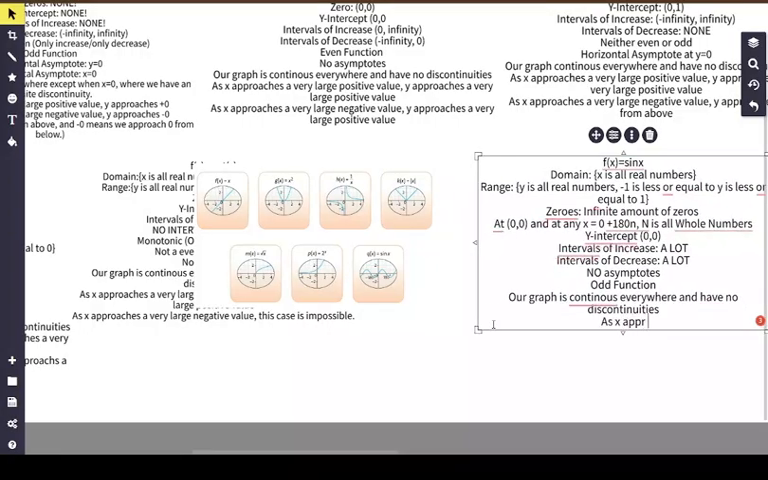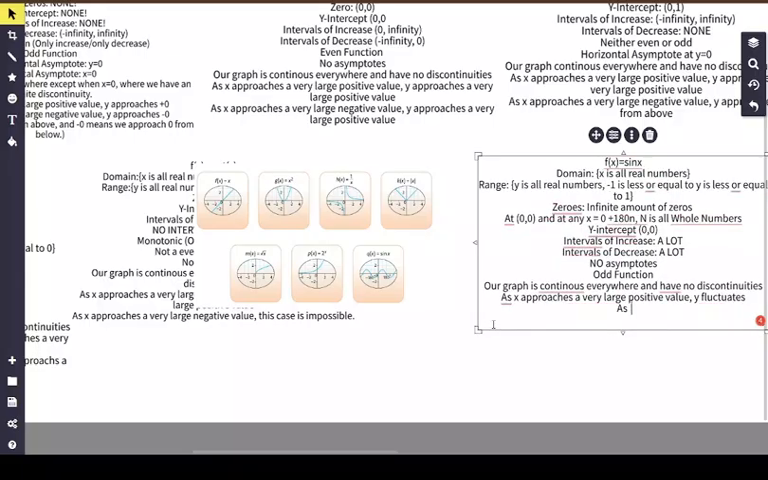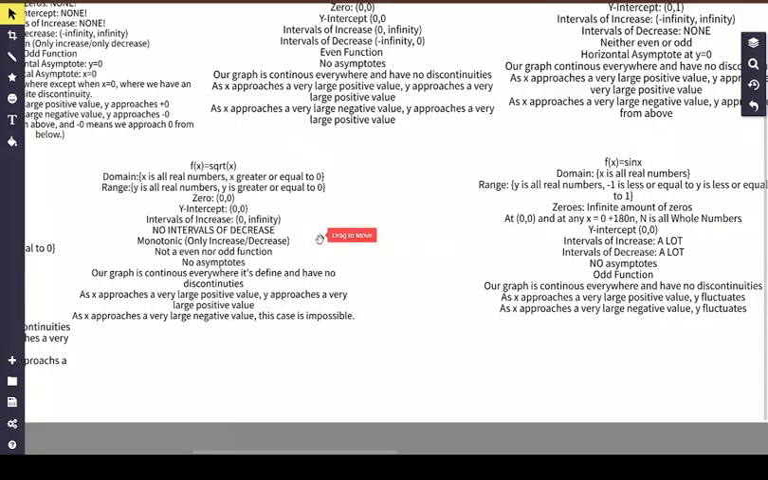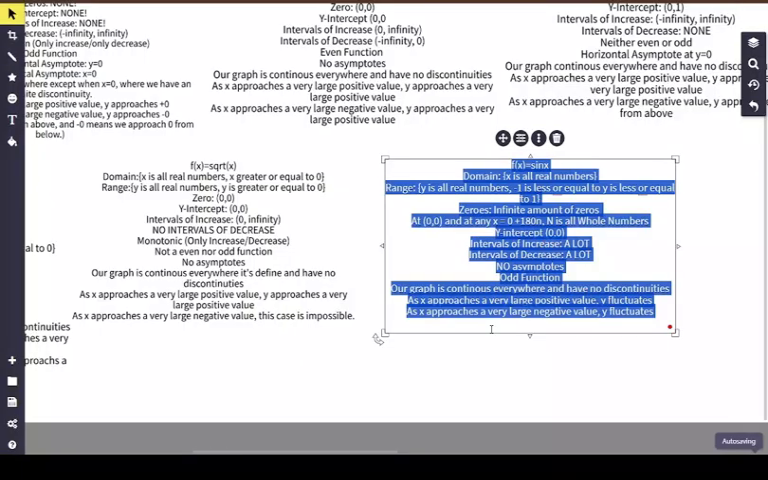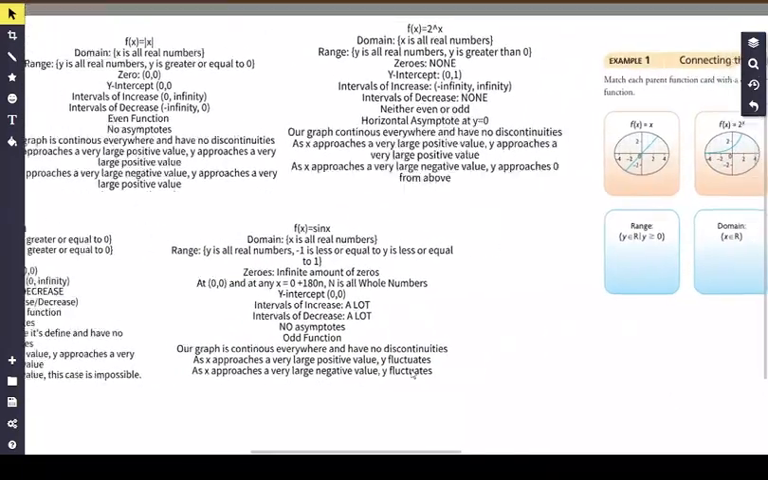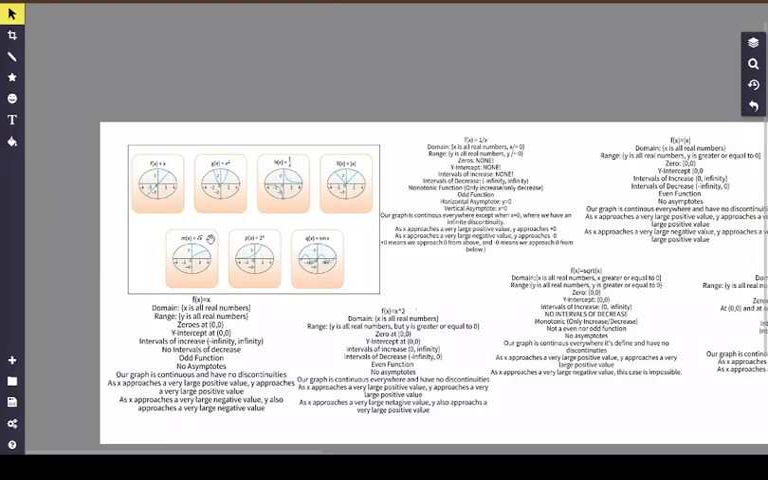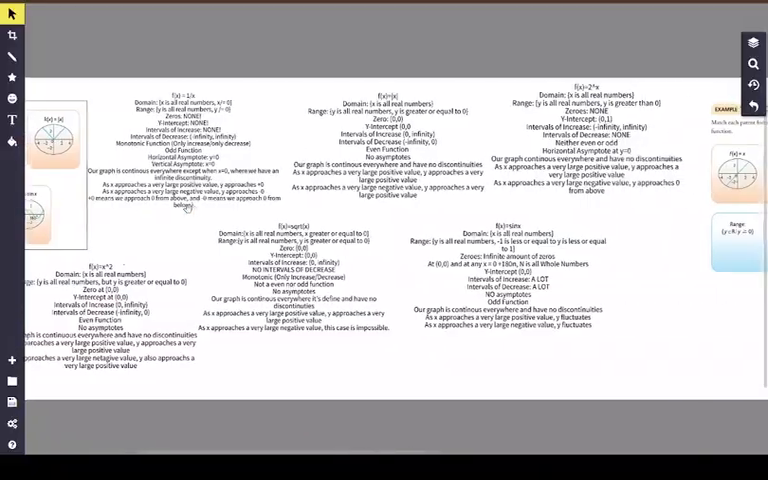As x approaches a very large positive value, y fluctuates. As x approaches a very large negative value, y fluctuates. So no matter what we do in this case, y will always fluctuate, and we are not certain about what happens when x becomes very large or very small. Now let's go ahead and move on, as we have now reminded ourselves of all of these parent functions that we have learned last year.